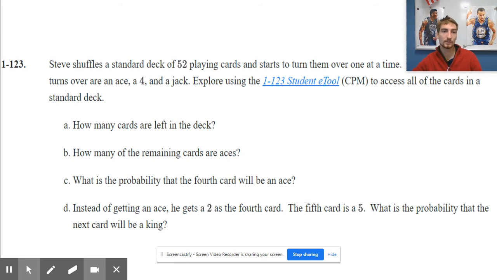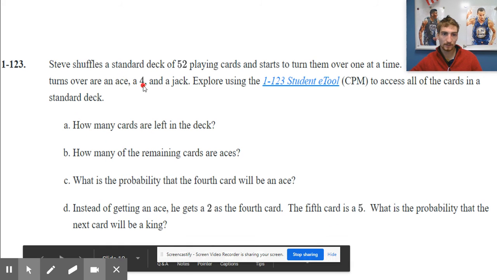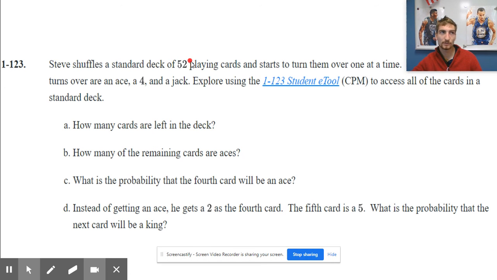Next, we're looking at Steve shuffles a deck of 52 playing cards and starts to turn them over one at a time. Turns over an ace, a 4, and a jack. So using this E-tool, we can access all the cards in a standard deck. Or if you want to grab a deck of your own, maybe you could try this out on your table. So how many cards are left in the deck? So I've taken out an ace, 4, a jack, and there's 52 in the deck. So how could you figure out how many are left?